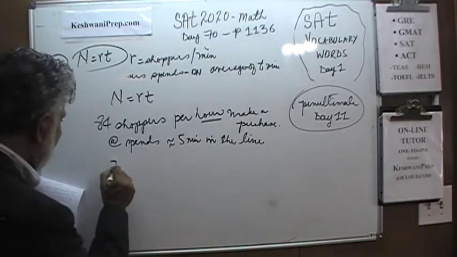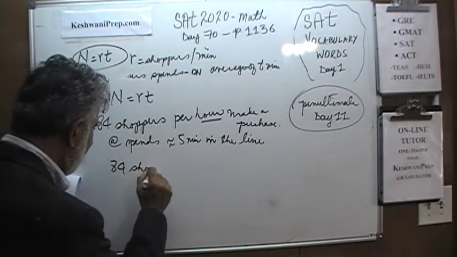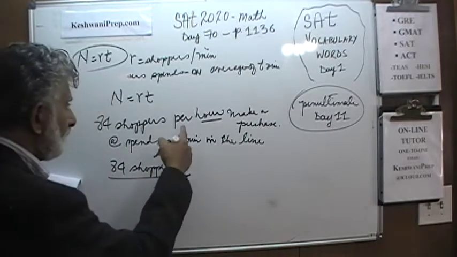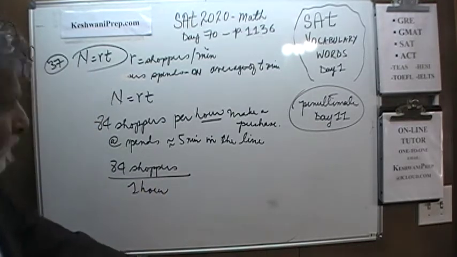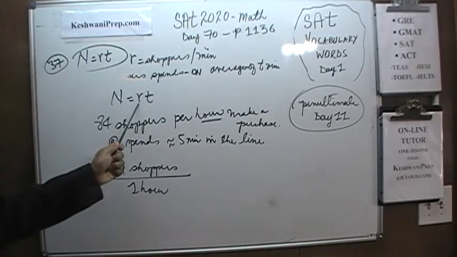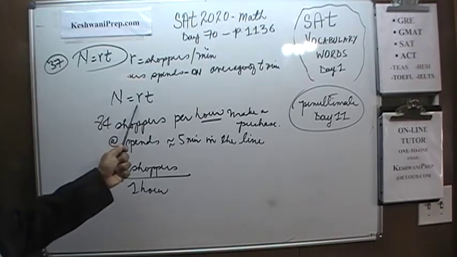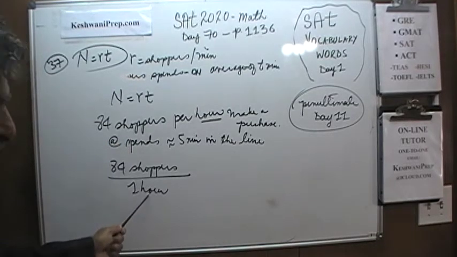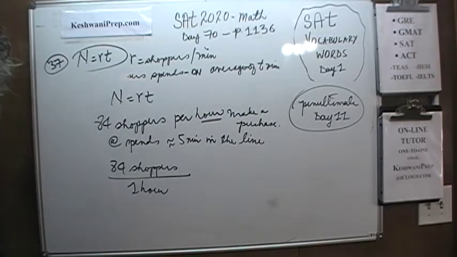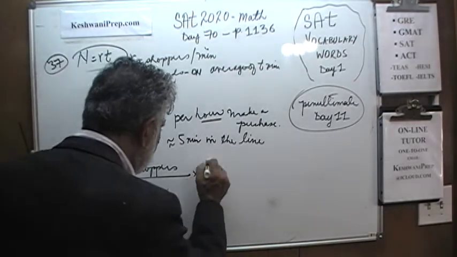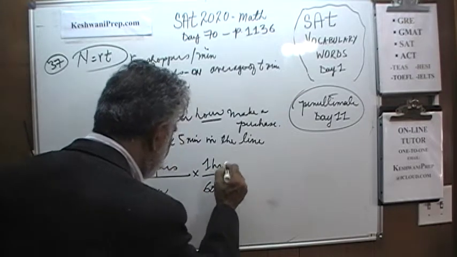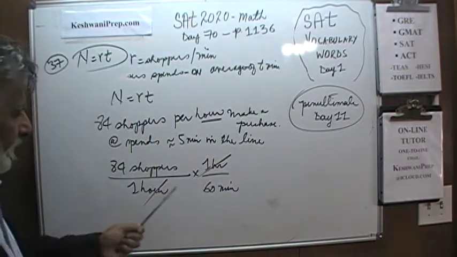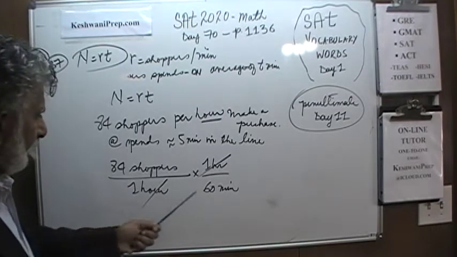So here we have 84 shoppers per 1 hour. But that's not what this formula is. In this formula, R represents the number of shoppers per minute, not hour. So we have to convert this hour into minutes. In other words, we have to divide by 60, because 1 hour is made up of 60 minutes, obviously. The hours are going to drop out, and we have to divide 84 by 60.